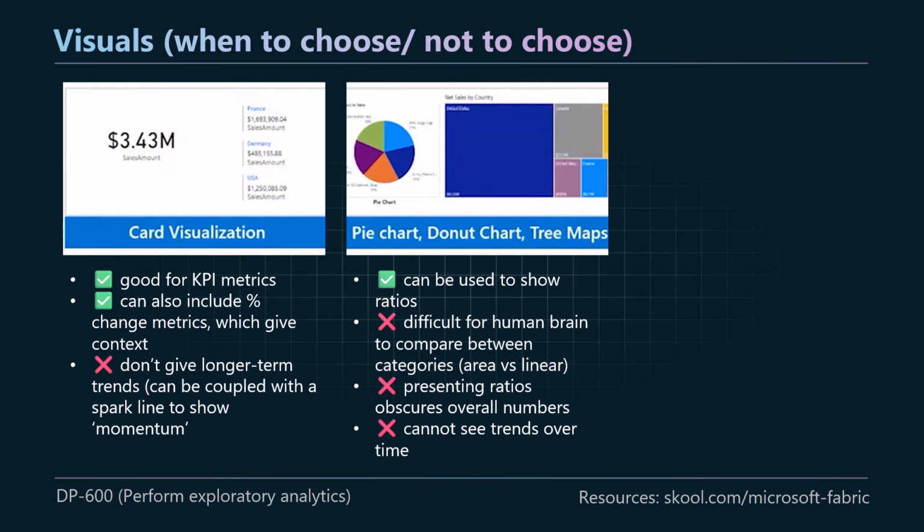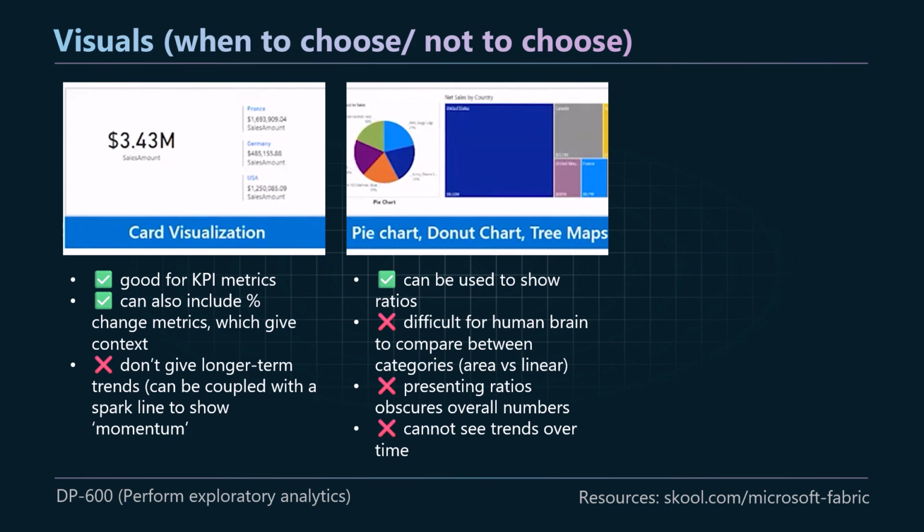Another potential downside of this type of visual is that by presenting ratios, it does somewhat obscure the overall numbers. So you might be comparing the sales in USA to the sales in the UK as a ratio, but you don't really by default get a view of the overall sales in each category. Now you can add that to the labeling and also potentially a tooltip to add that information in, but I would argue if you're going to do that, there's better visualizations to choose.